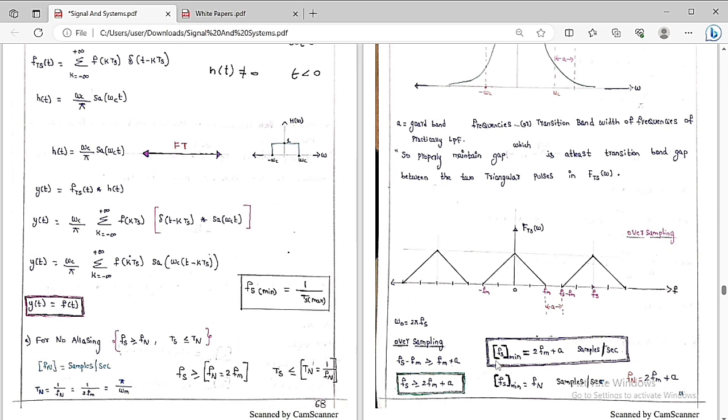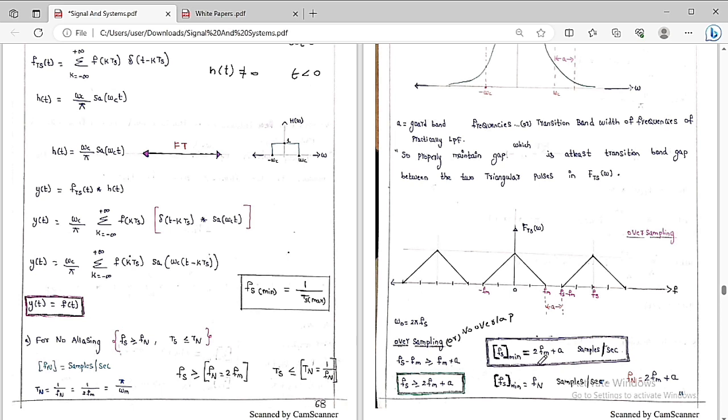So let me write that point. Oversampling is also called no overlap: no overlap between the two pulses, between the two waveforms. The gap must be at least a. So fs minus fm should be greater than or equal to fm plus a. If you simplify, fs is greater than or equal to 2 times (fm plus a). So a is the extra thing that we need to keep here. There a is 0, but here a is not equal to 0.